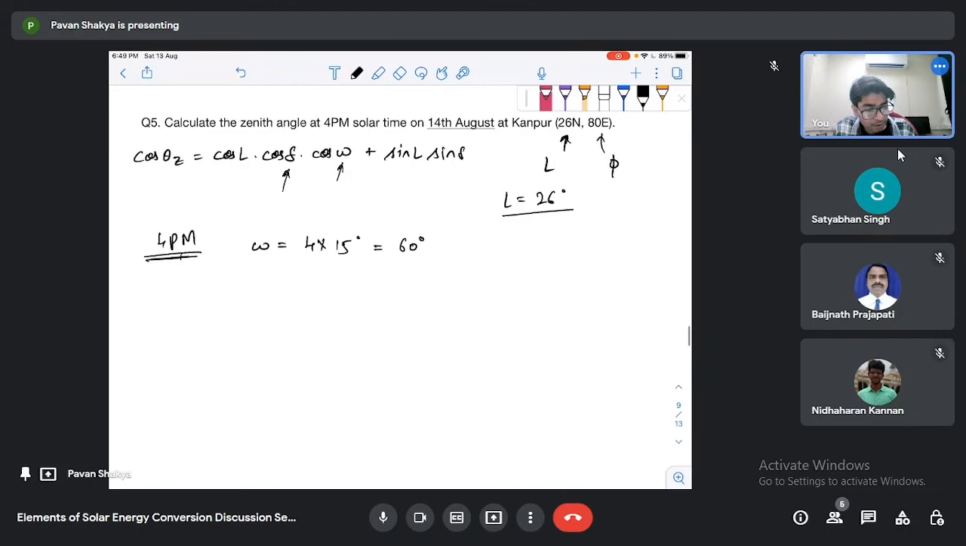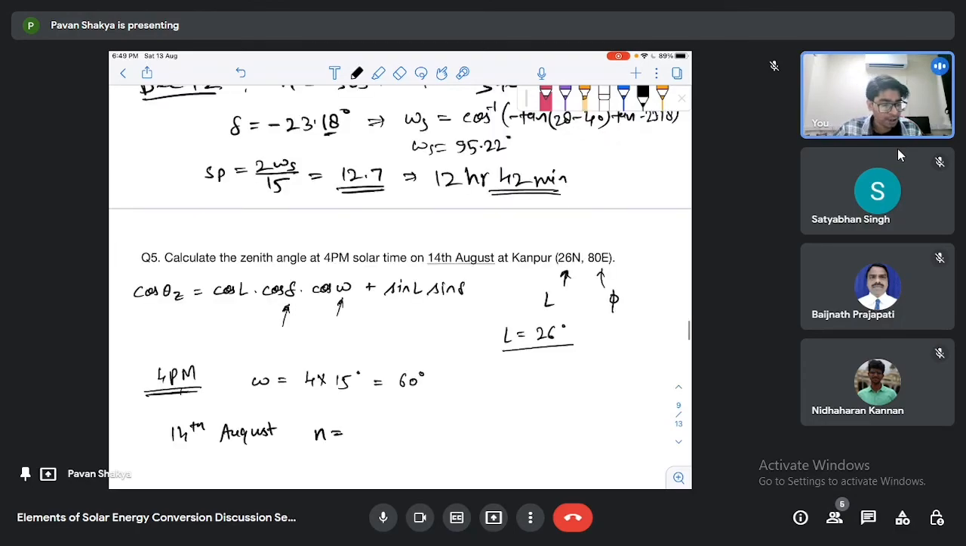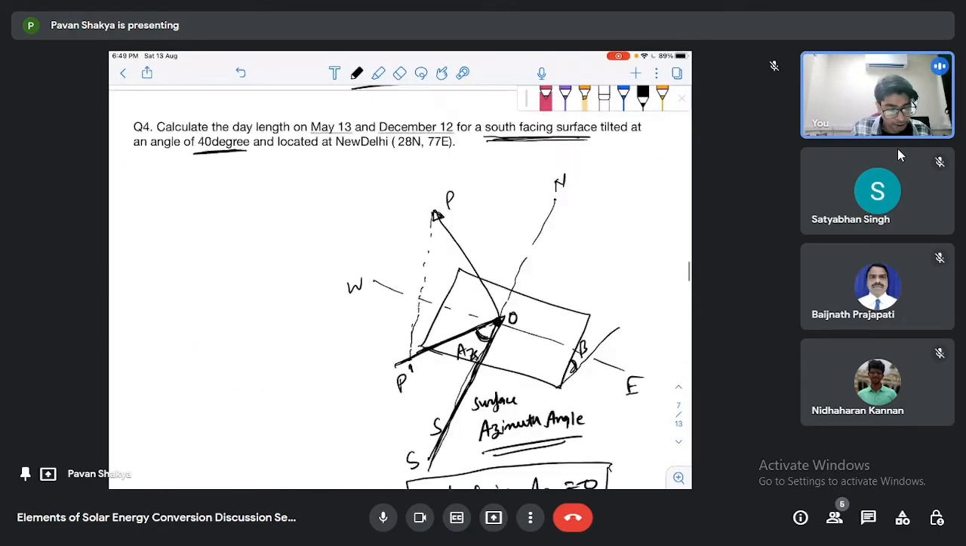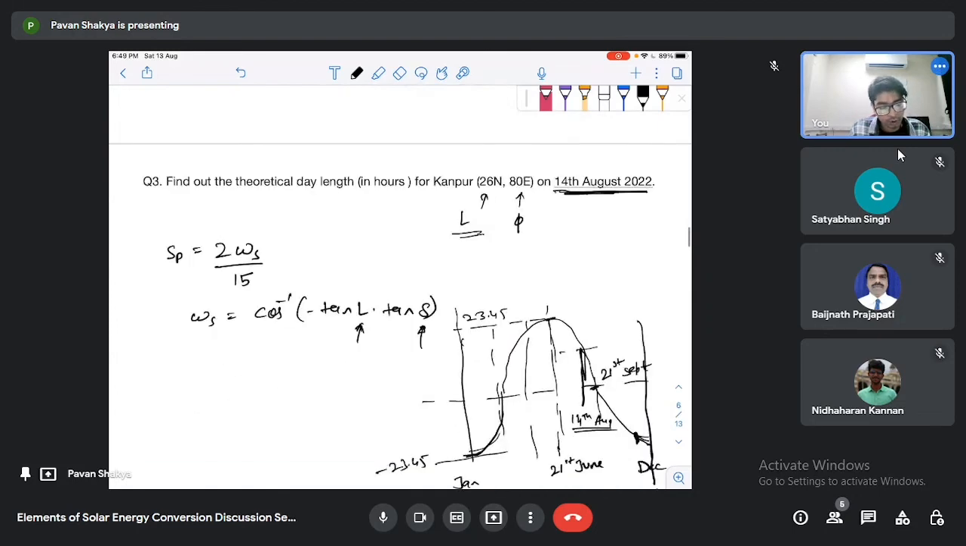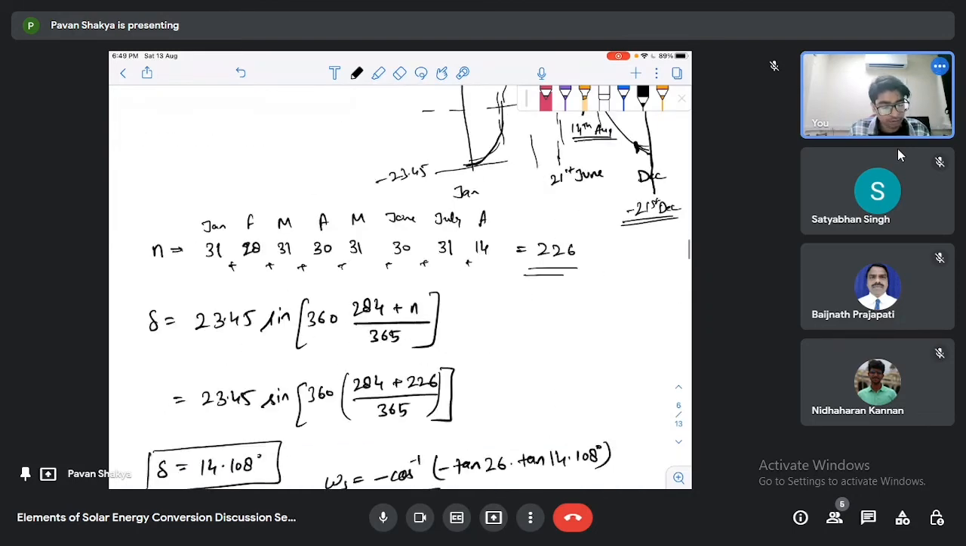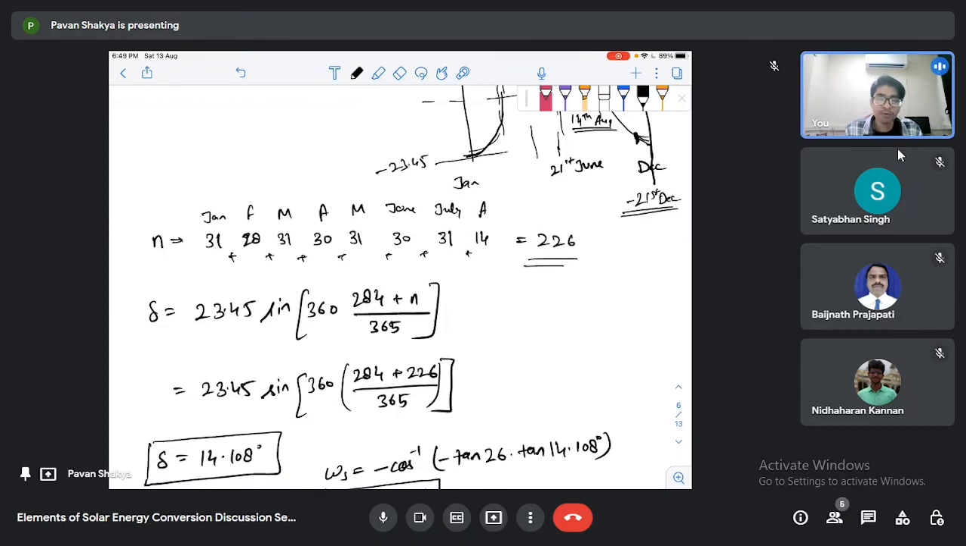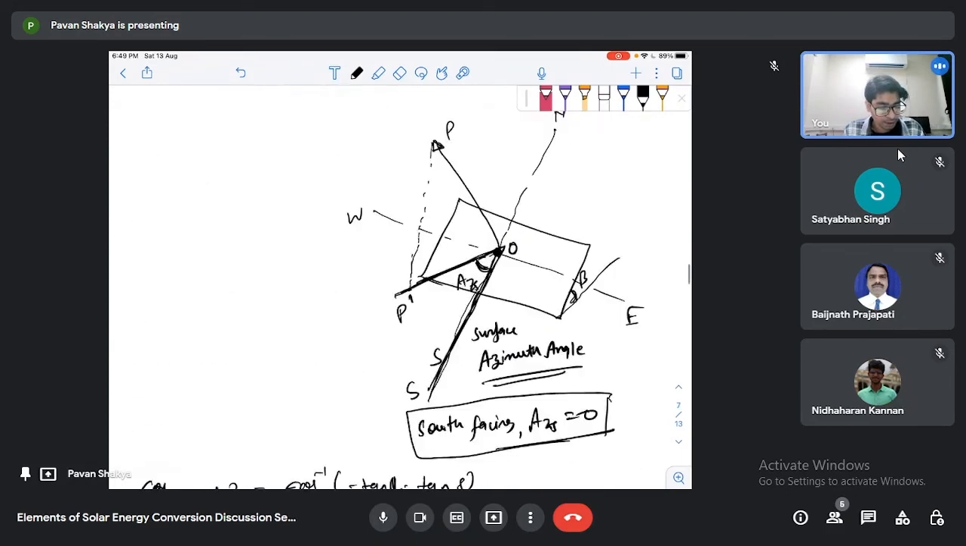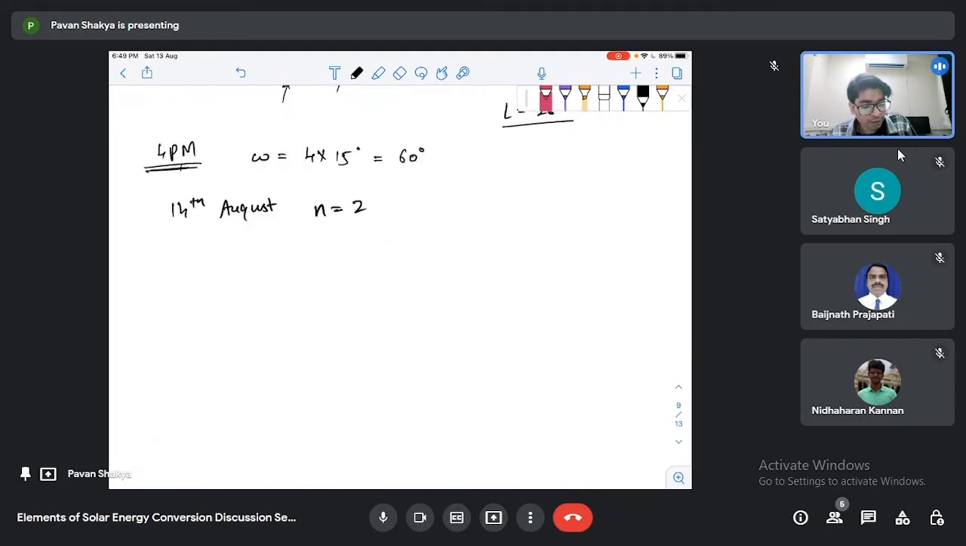Okay, so for 14th August, that is given in the problem, the n value I think I have calculated in an earlier problem. So I'm just taking n directly, not calculating it again. The n value is 226, and the declination angle I have also calculated in the earlier problem. That is why I'm writing it directly. I'm writing once again the formula for this.